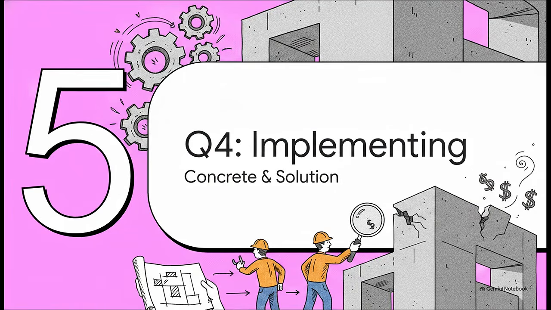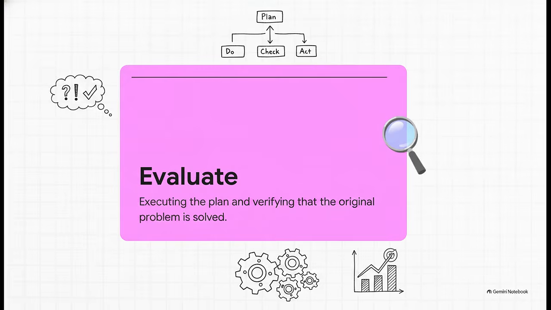Quadrant 4, implementing and verifying. Welcome to the concrete and solution space. Now we drop down to the bottom right quadrant. This is where the paper design finally meets the messy physical world, which is why Q4's dominant rule is evaluate. So the crucial point is, a plan is still just a plan until it actually works in reality. Implementation isn't just about crossing things off a task list, it's about verifying that the solution actually solved the exact problem you defined all the way back in Q1.